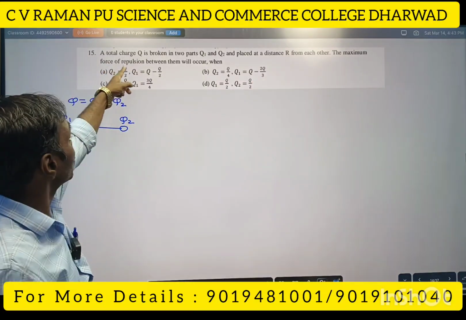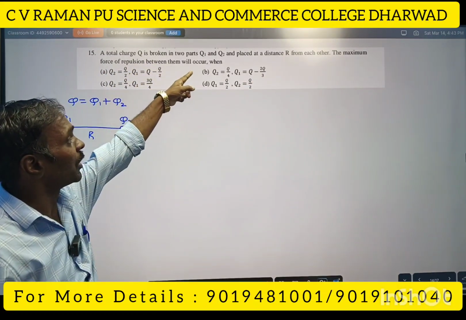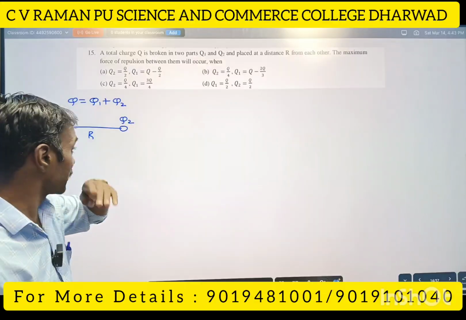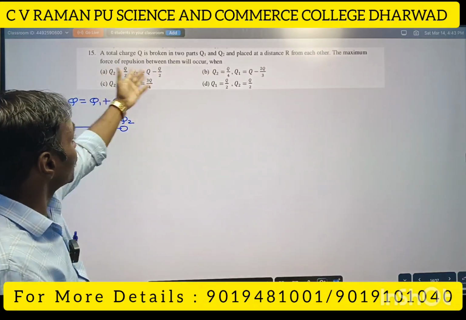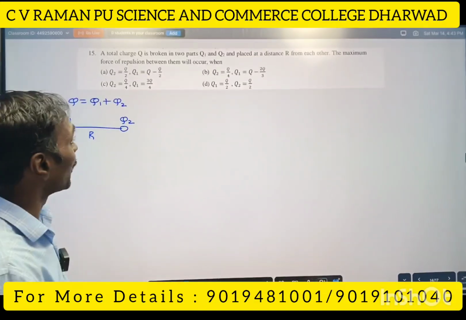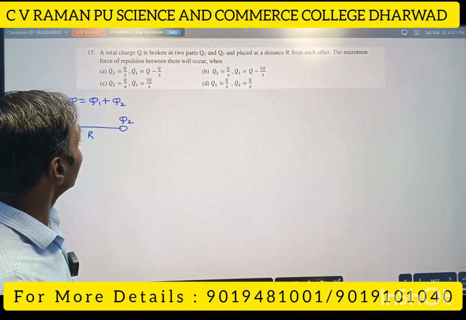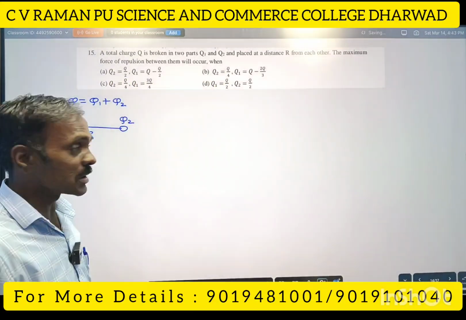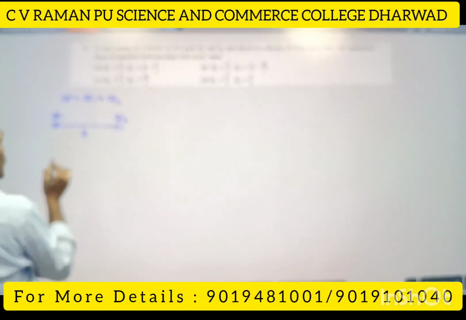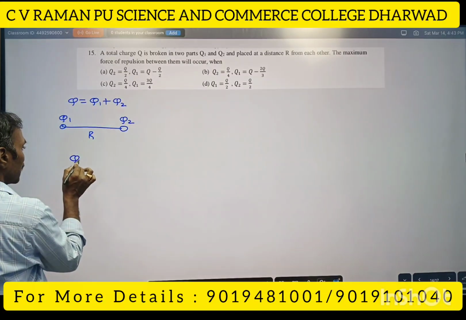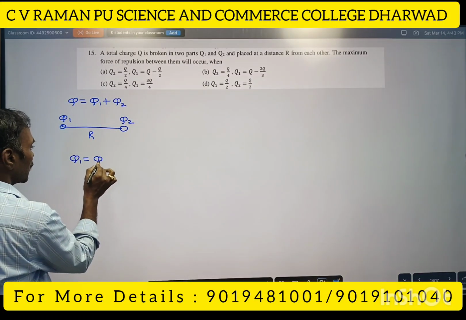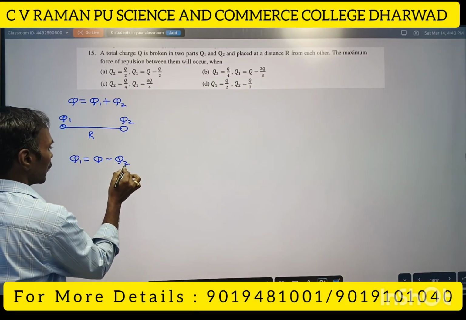The maximum force of repulsion between them will occur when, that is the question. Then here the options are given. We have to calculate the maximum force when we divide that charge into the following parts. So here I will write Q1 is equal to Q minus Q2.